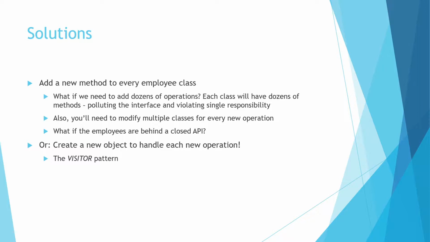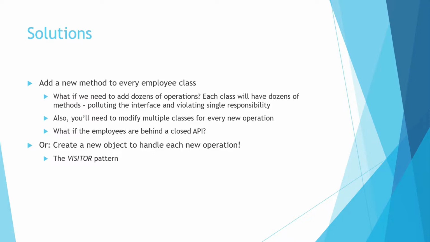So there's a couple of solutions. Of course, the one I just mentioned: we could add a new method to every single employee class. Of course, that raises the question: what if we have dozens of operations? What if, for example, for our employee data structure, we might need to have several different output formats for different reports that we need to generate? That's going to pollute the interface and violate the single responsibility principle. Also, every single time we want to add a new operation, we have to hunt down every single class that we have and add that operation.